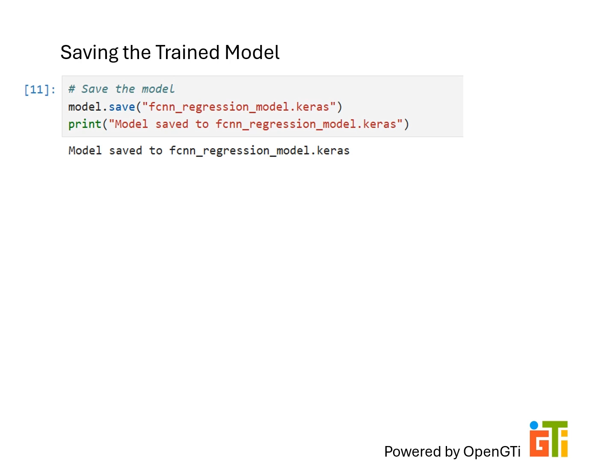To preserve our work, we save the trained model to a file called fcnn_regression_model.keras. This way, we can reload the same architecture and weights later without retraining from scratch.